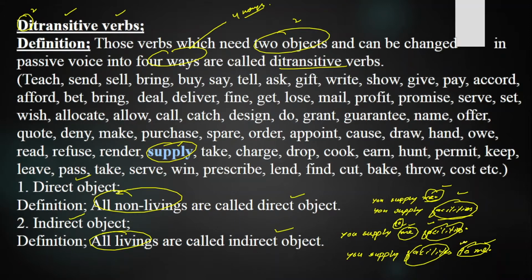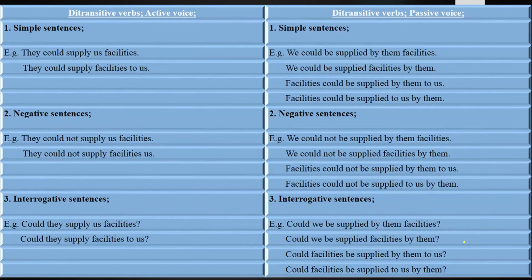Our main target is how we are going to change it into passive voice, in four ways. Before starting that, today we have got the modal auxiliary verb could, where we will be changing our sentences. Before this we have already discussed must, and after that we discussed the modal auxiliary verb ought to, and then we discussed should. After should we discussed can. Now we will be discussing could.